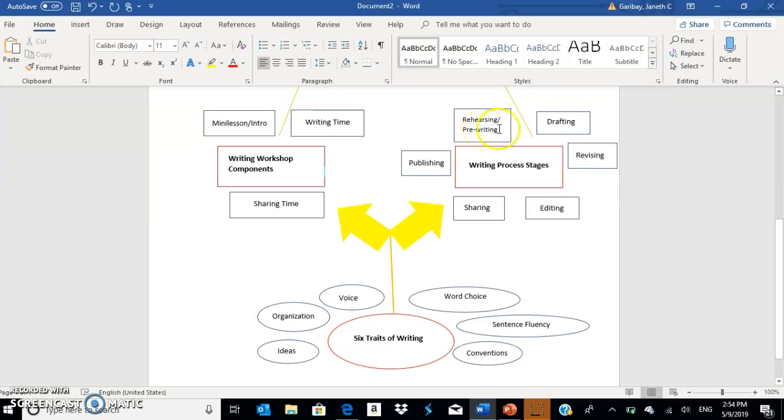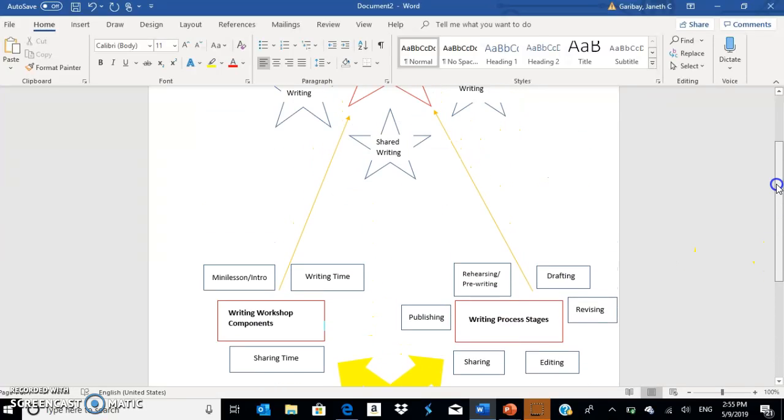Then you move on to drafting, which is where the students begin writing down what they're going to say to their audience. You've got revising and editing, which go hand in hand, that allows students to make any modifications or correct any grammatical or punctuational errors. Then you have sharing and publishing, which also go hand in hand, and they can also connect back to sharing time, which is when their compositions are complete and they are shared with their group.